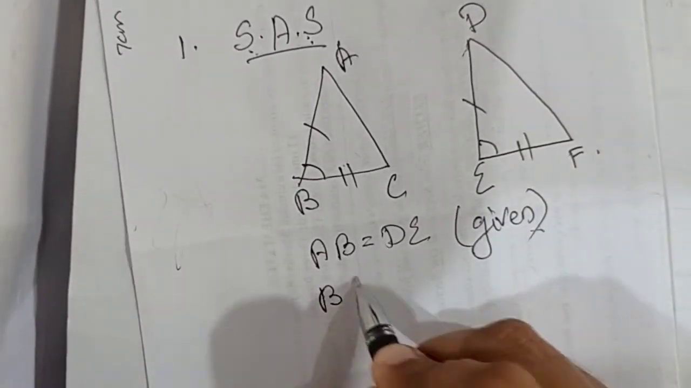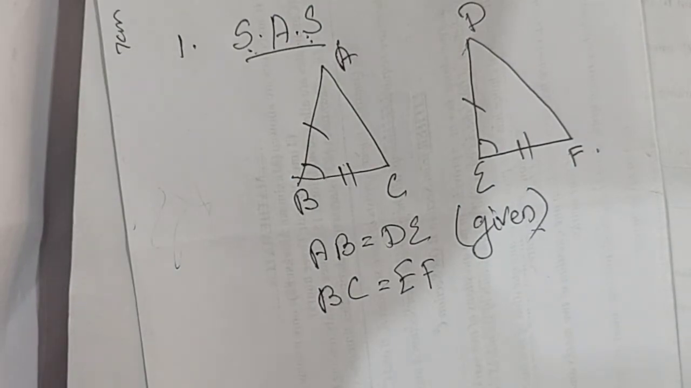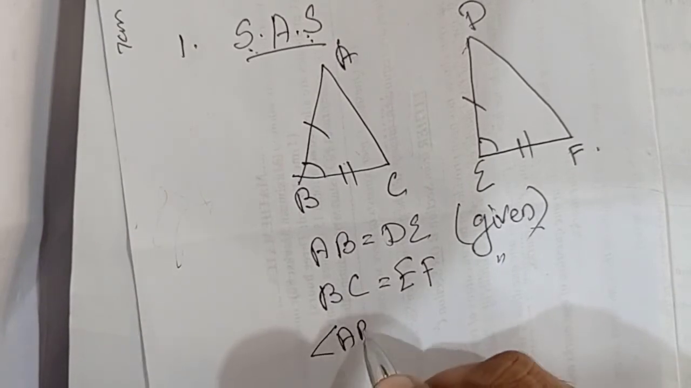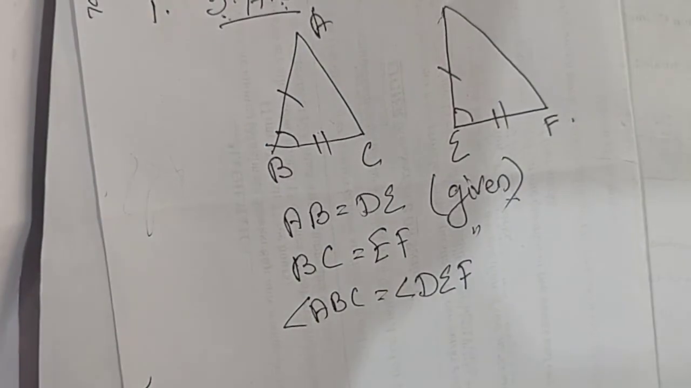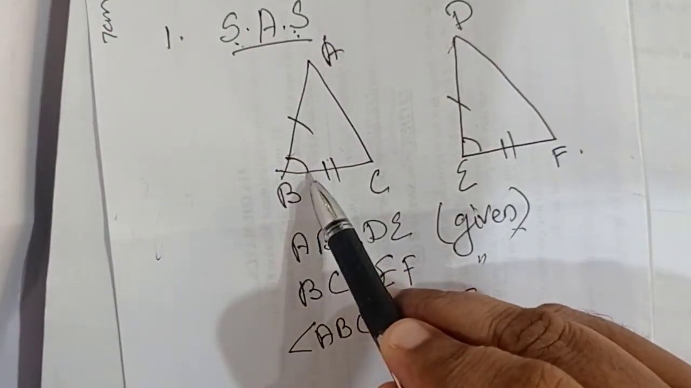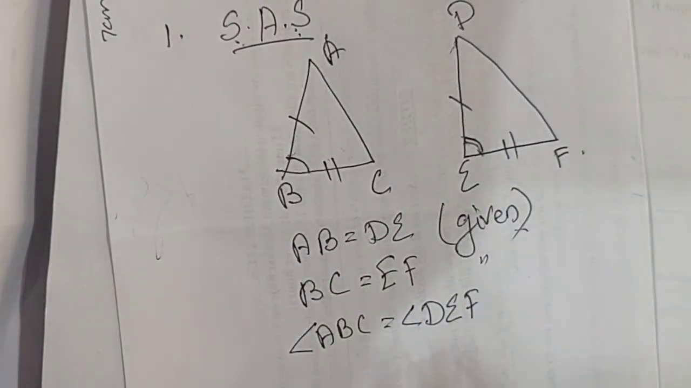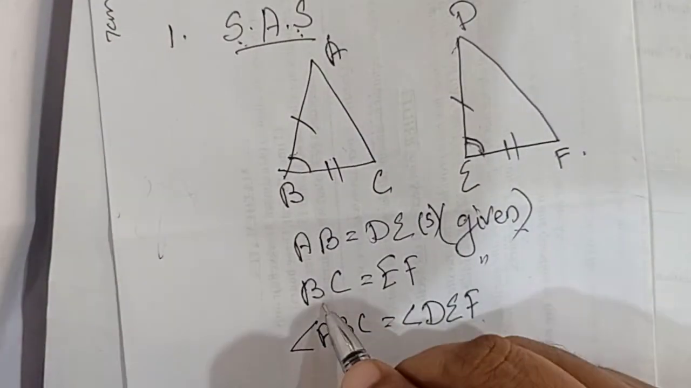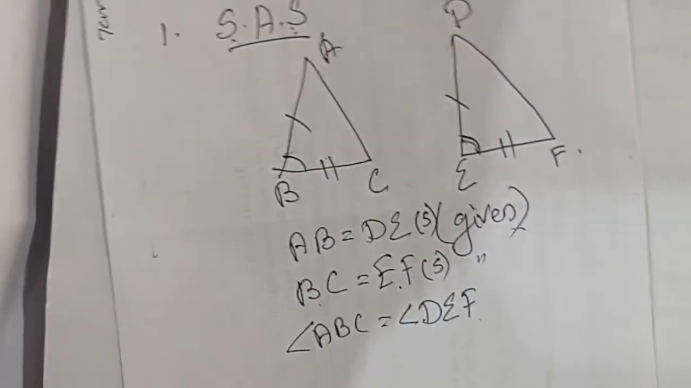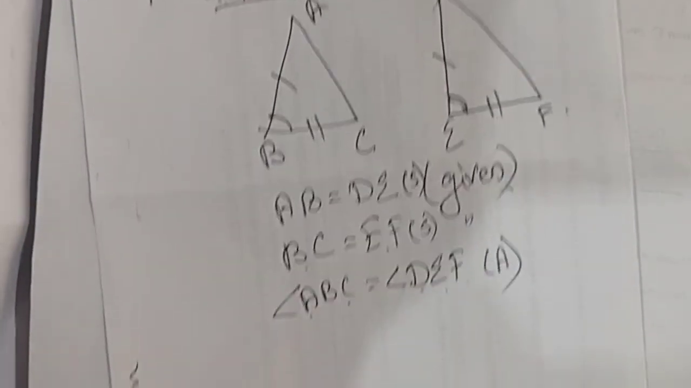Then similarly, BC is equal to EF. All of you agree? That is also given in the question. Angle ABC is equal to angle DEF. Mark it there. From this, AB equal to DE is a side, BC equal to EF is a side, and angle ABC equal to angle DEF is an angle.